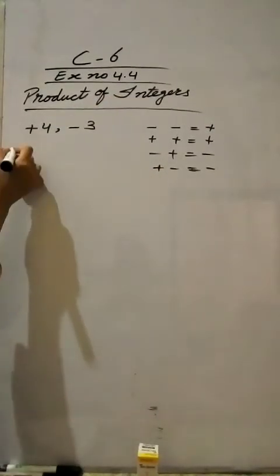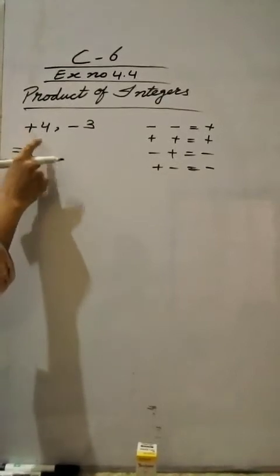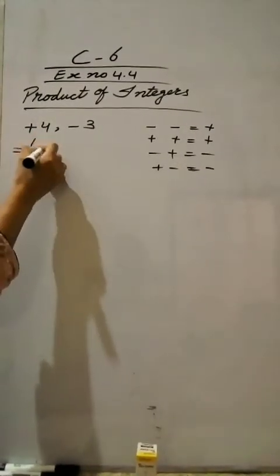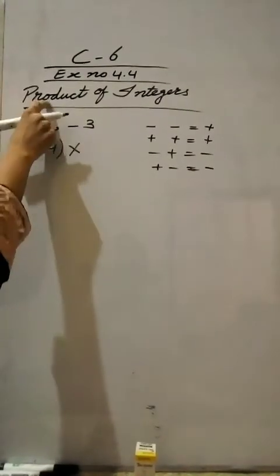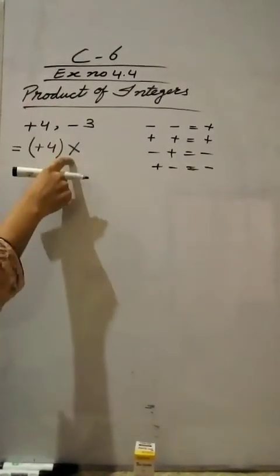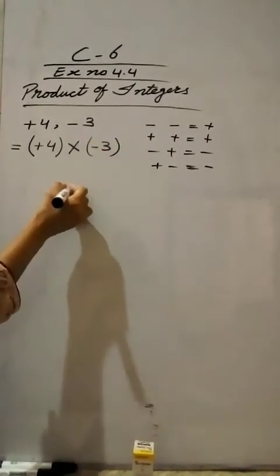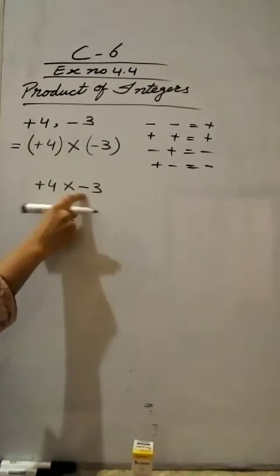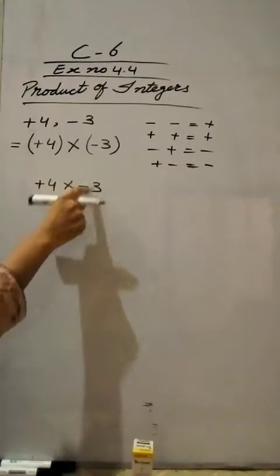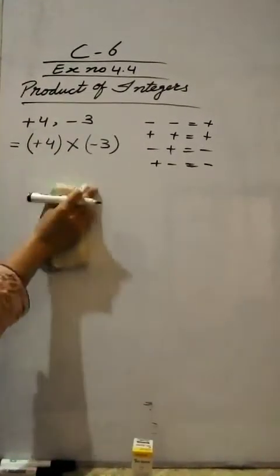So how to solve? Put the equality sign, write your number and sign in bracket, because we need to put the center sign, and the sign is multiplication, product. So we need to put the sign of product, multiply, and the second sign. We cannot write plus 4 multiply minus 3 with two signs together as it is. So we need to put the bracket and then you have to put the sign.